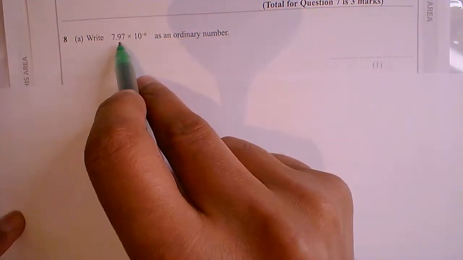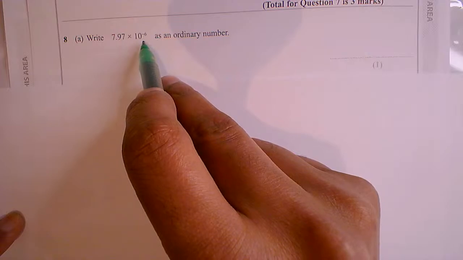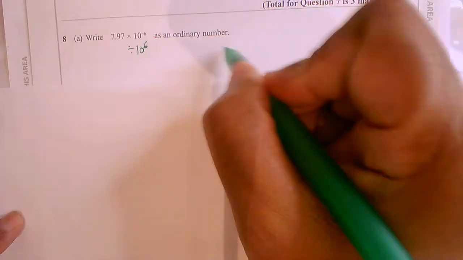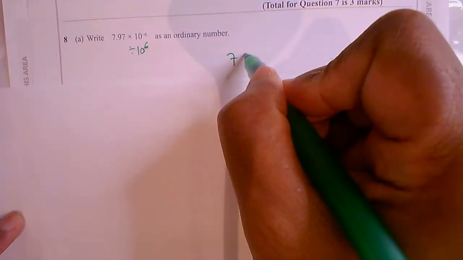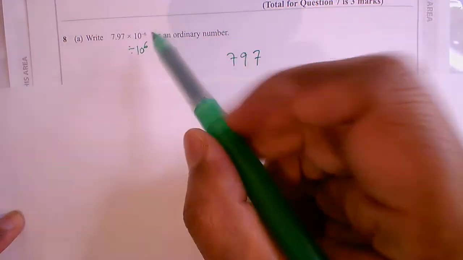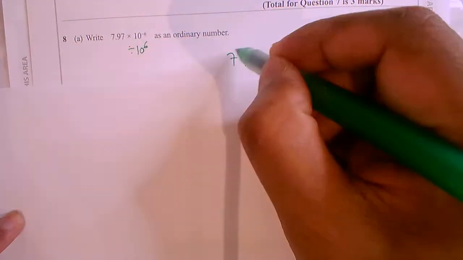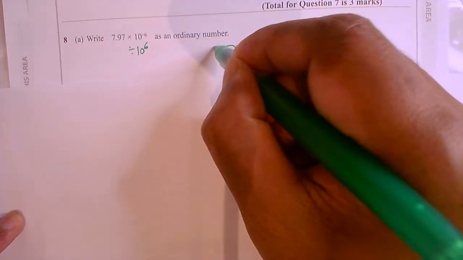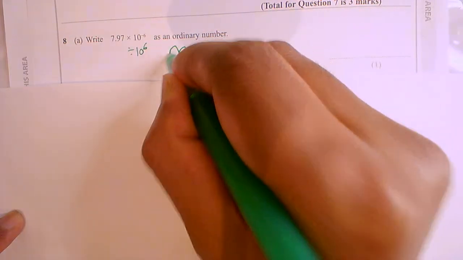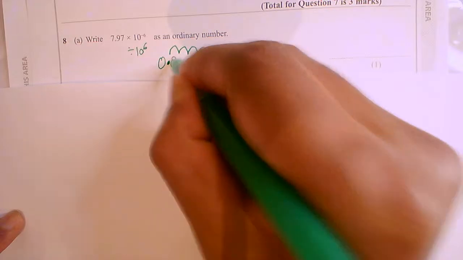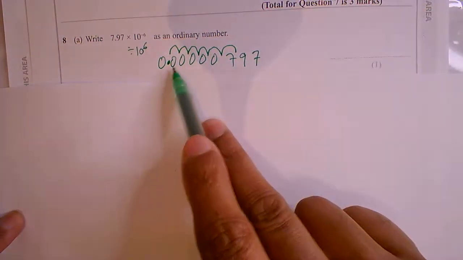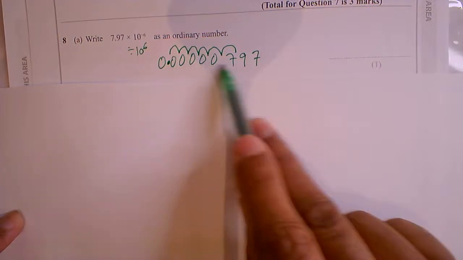So I've got 7.97 times 10 to the power minus 6. That's saying I'm dividing by 10 to the power 6. So I'm just going to put my digits here, 7, 9, 7. Dividing by 10 to the 6 means I've got 6 place values. So from here, I've got 1, 2, 3, 4, 5, 6. I put my decimal point there, and I just add the zeros where the gaps are, if you like. So I've got 1, 2, 3, 4, 5 zeros.